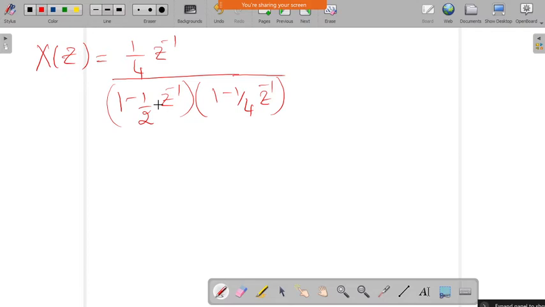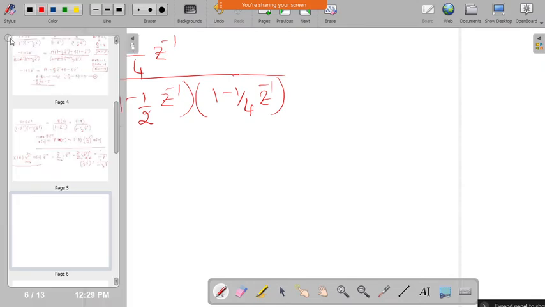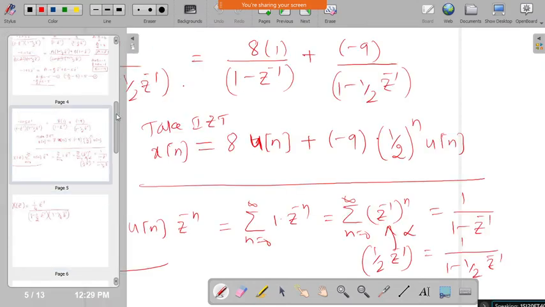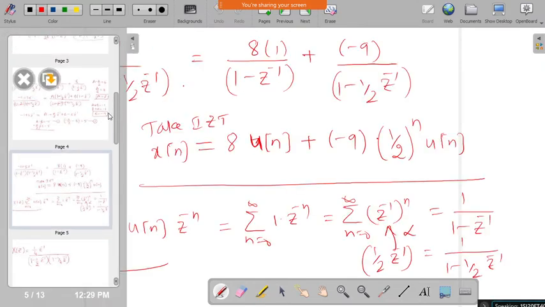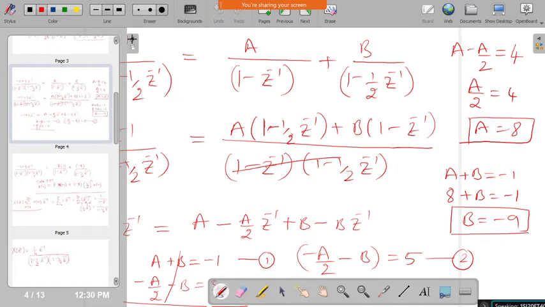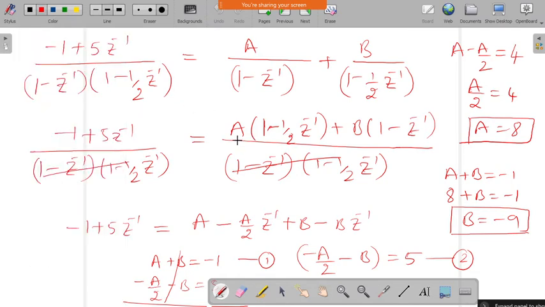Sir, here please open the previous page, sir. This one. Hello. Sir, previous. Still previous. This one. Yes, sir. Okay, sir.